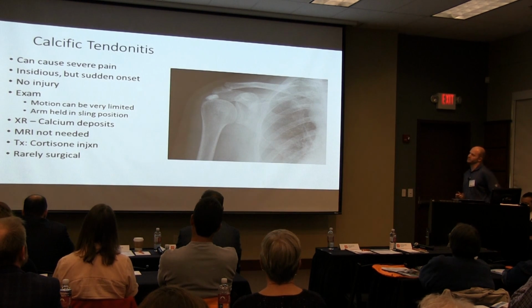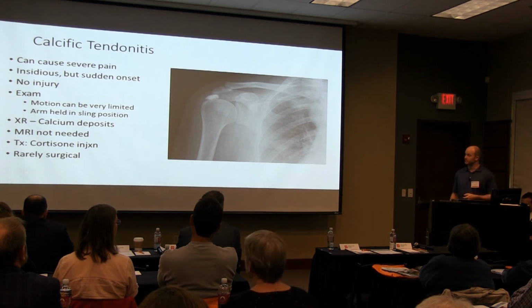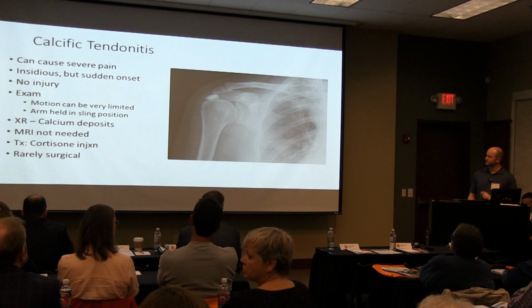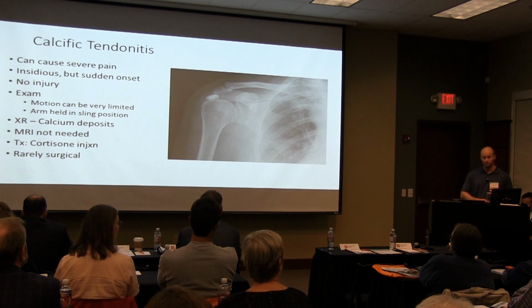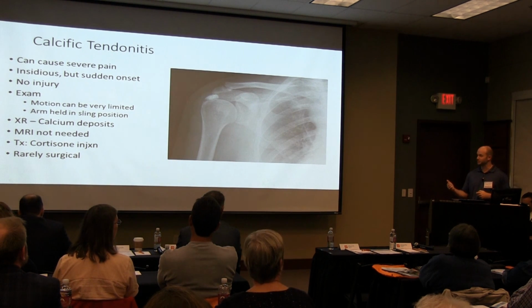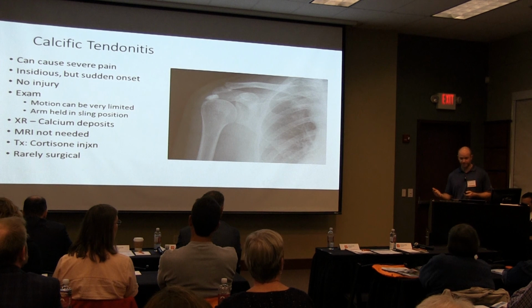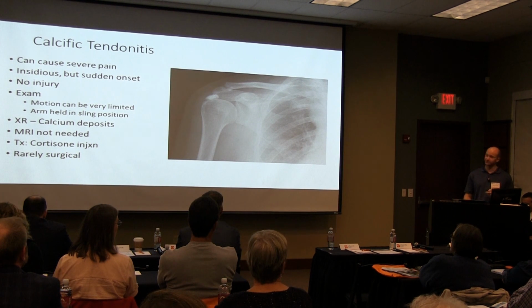So the last thing we'll touch on is calcific tendonitis. This is something that will come into your office from time to time. It causes severe pain. Can't move, extremely painful. There's not many things that can do that. If someone comes in with basically an immobile shoulder held in a sling position, they're going to have calcific tendonitis. They could have brachial neuritis, which is a rare condition. They could have a septic shoulder. But 99 out of 100 of these are going to be calcific tendonitis.